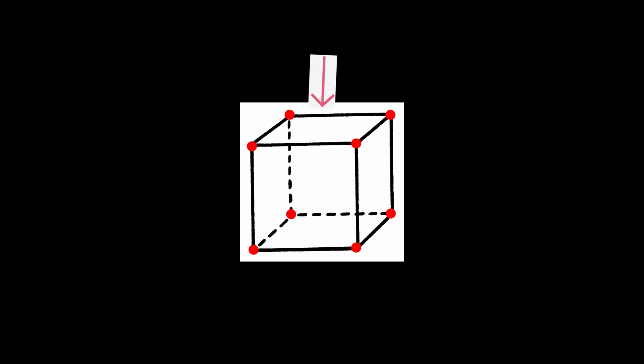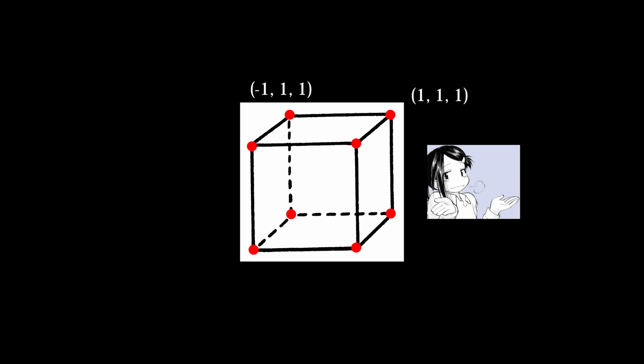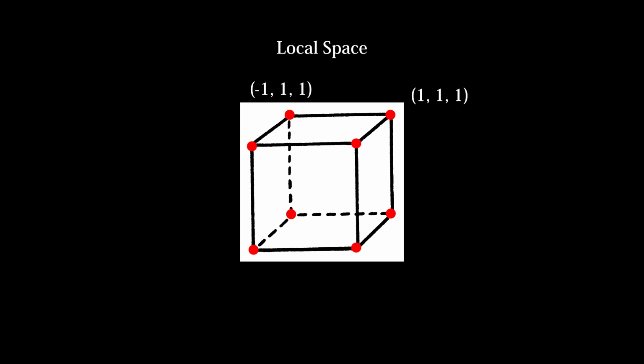Imagine a cube. The points or vertices that make up this cube are defined relative to the cube's origin, the center of the cube. For example, 1, 1, 1, negative 1, 1, 1, etc. We would say that these positions are in local space, local to our cube 3D model.